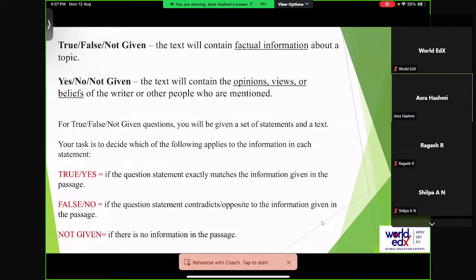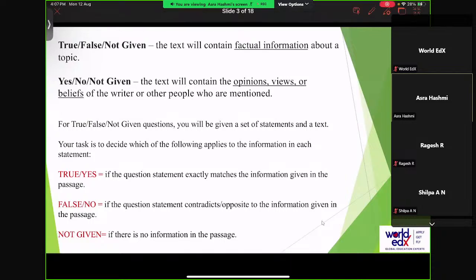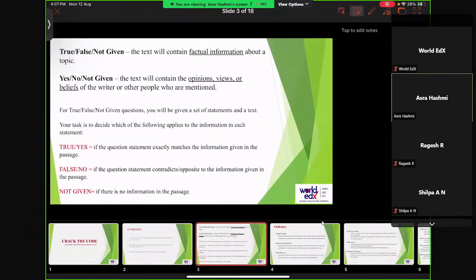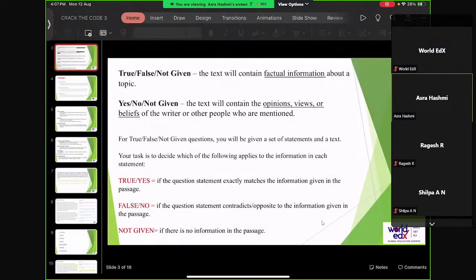For a not given statement, the rule is very simple. You will not be able to find any information pertaining to the question given. So it is humanly impossible for you to know whether the information is true or false. In these cases, it becomes a not given statement. I hope it is clear. Any doubts so far between the true, false, and not given types? Clear?